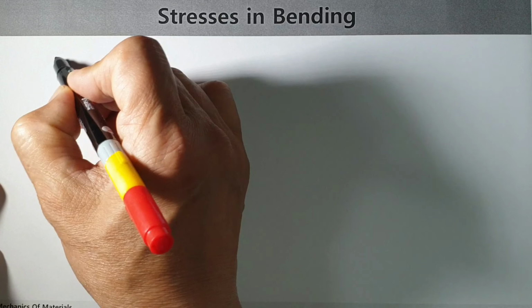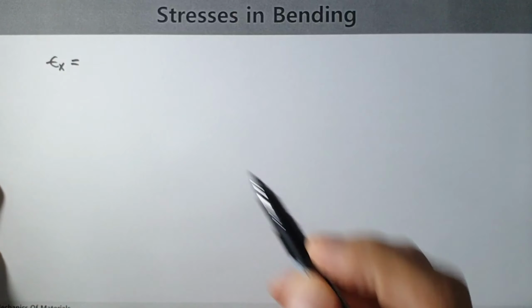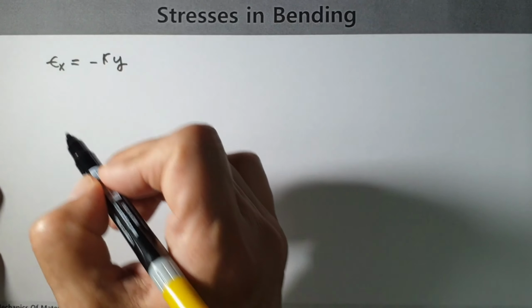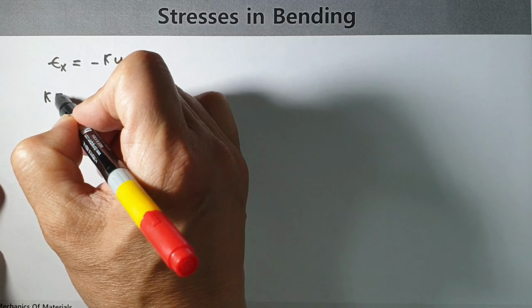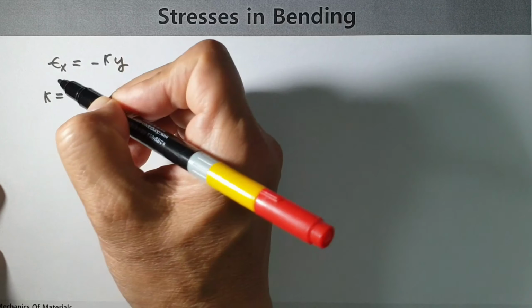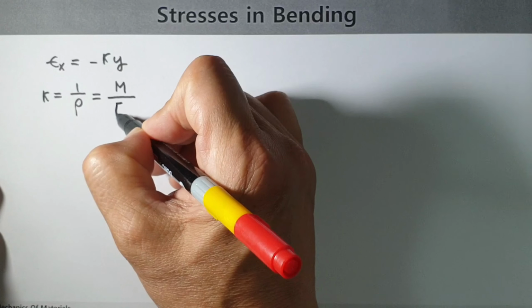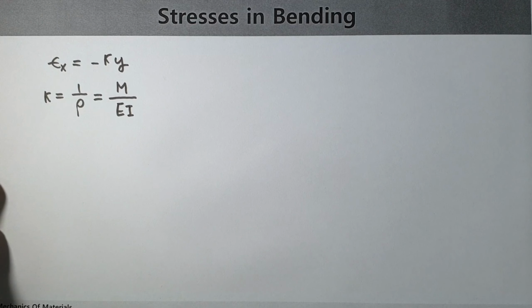For example, epsilon x, epsilon s. This one is defined by kappa y. Actually, kappa, the radius of curvature, is defined by 1 over rho, and it is defined by bending moment over EI. By applying this formula, we can calculate sigma, or some more relations between various physical components.